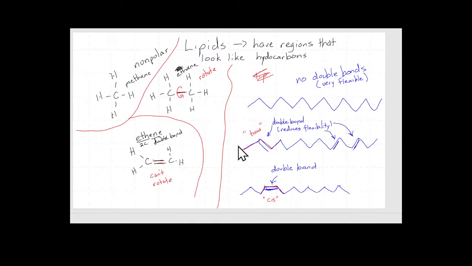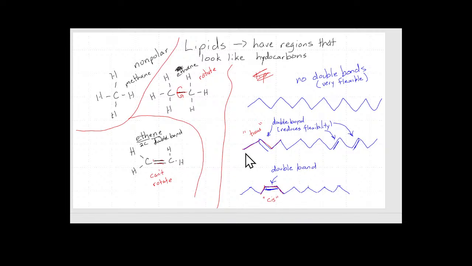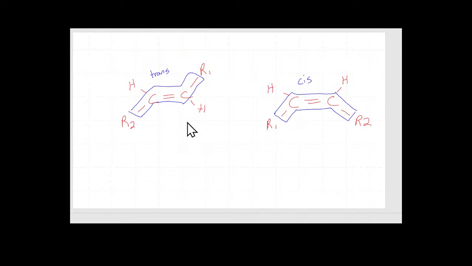Trans is the conformation around that double bond, whereas this double bond, where the R groups are both going off in the same direction, is called cis. To drive that point home a little better, in class we drew this out using R1 and R2 as R groups rather than a whole carbon chain.